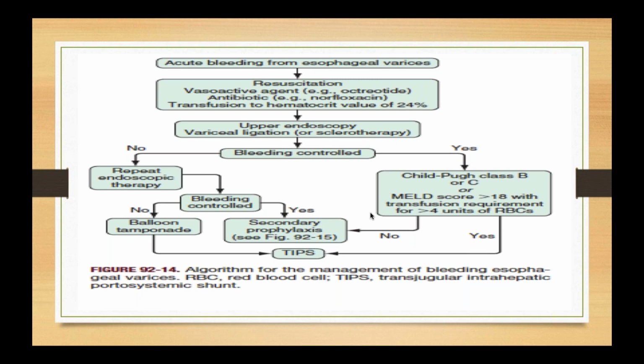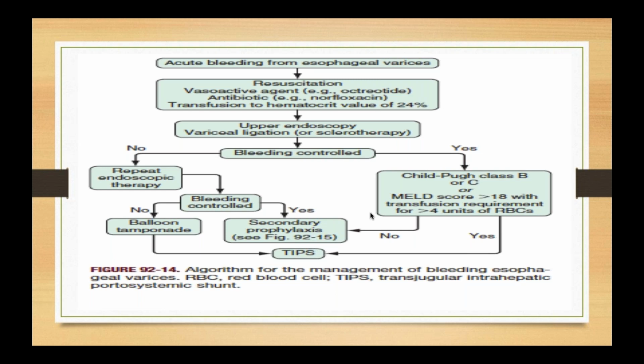Transfuse to a hematocrit value of 24%, I told you, keep it around 8 gram hemoglobin. Upper GI endoscopy should be done within 12 to 24 hours, and variceal ligation or sclerotherapy should be done. If bleeding is controlled, then give the secondary prophylaxis for the bleed. If the bleeding is not controlled, you can go for TIPS, that is transjugular intrahepatic portosystemic shunt.